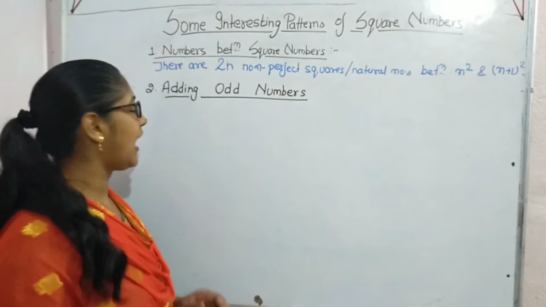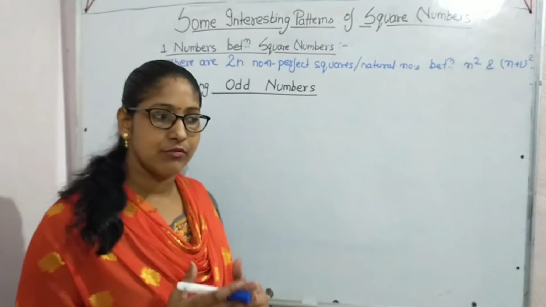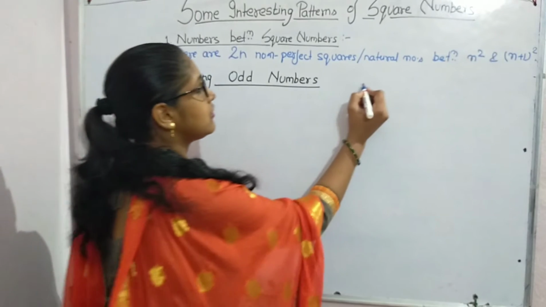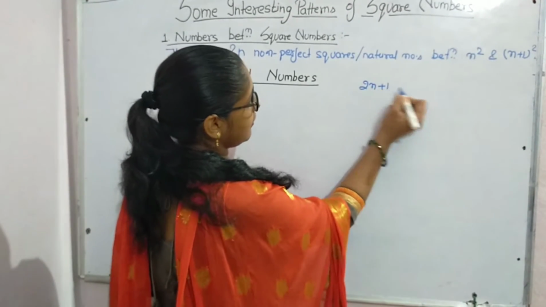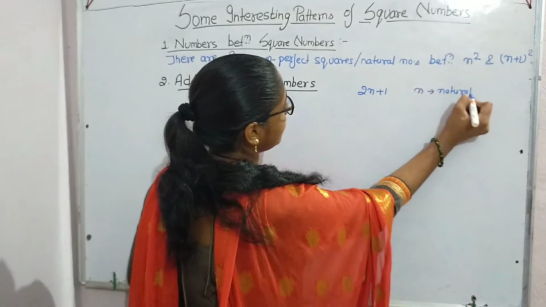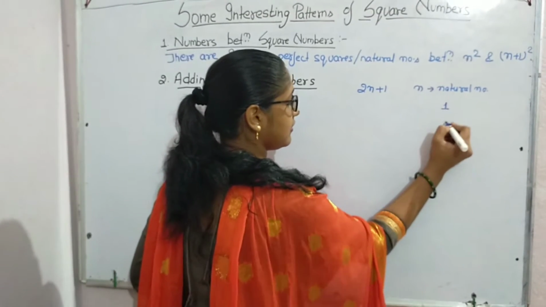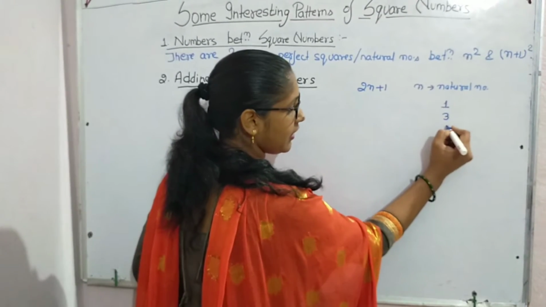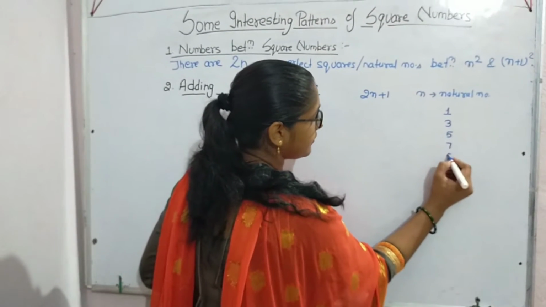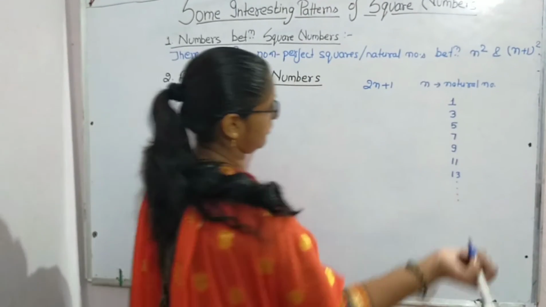Next pattern is adding of odd numbers. What is an odd number? Odd numbers are the numbers which are not divisible by 2, or the numbers which follow the pattern 2n plus 1, where n is a natural number. So our first odd number is 1, second is 3, third is 5, fourth is 7, next is 9, next 11, then 13 and so on.